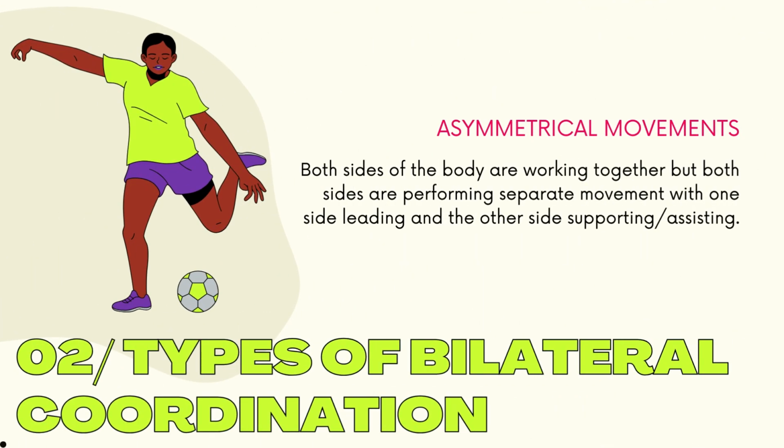The third type of bilateral coordination is asymmetrical movement, in which both sides of the body are working together but both sides are performing separate movements, with one side leading and the other side supporting or assisting. In other words, dominant hand and non-dominant hand, where one hand is used to perform a task while the other assists the task. So this type of bilateral coordination is needed for writing and cutting with scissors.